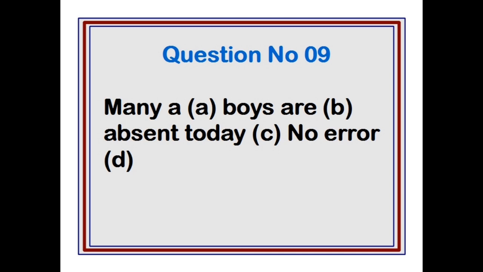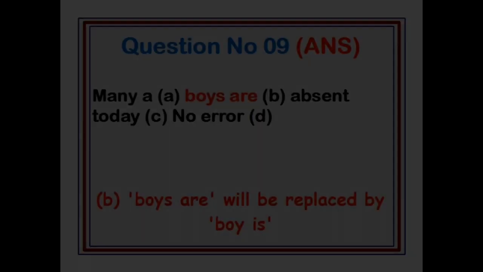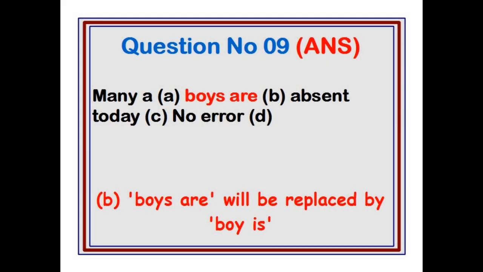This is a very easy question. Many option A, boys are option B, absent today option C, and no error option D. Now you know many a is followed by a singular noun as well as a singular verb, but here many a, this expression is followed by boys are, so the B part is obviously wrong. It will be replaced by boy is. So the correct sentence will be: Many a boy is absent today.